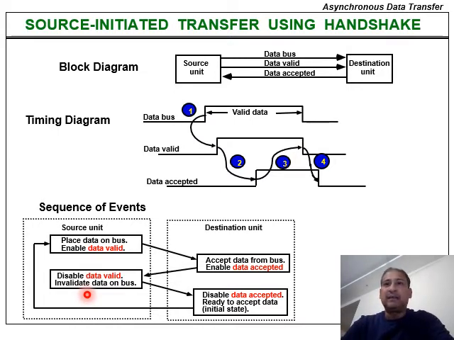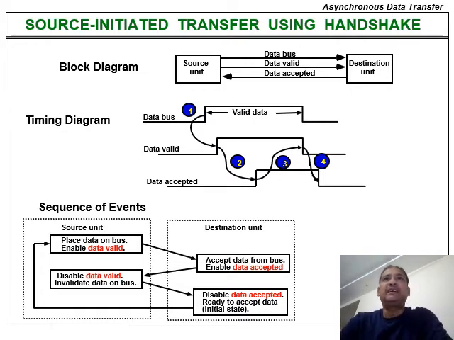Let me reiterate once again, there is no way of removing the data from the data bus, but this disabling of the data valid signal indicates that the data on the data bus is no longer a valid piece of data. Once the source unit disables the data valid signal, when this signal reaches the destination unit, the destination unit disables its data accepted signal. That means it is now ready to accept a fresh piece of data whenever the source unit tells it. And you can see that the initial state and the final state are both the same.